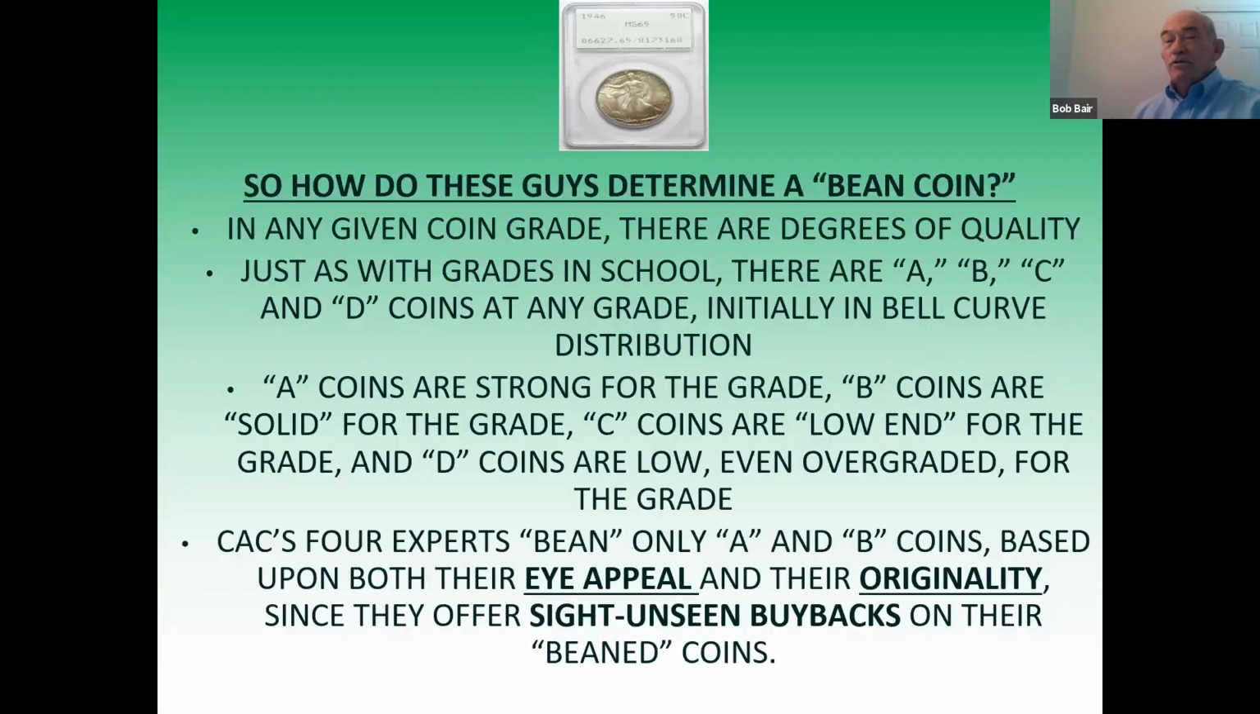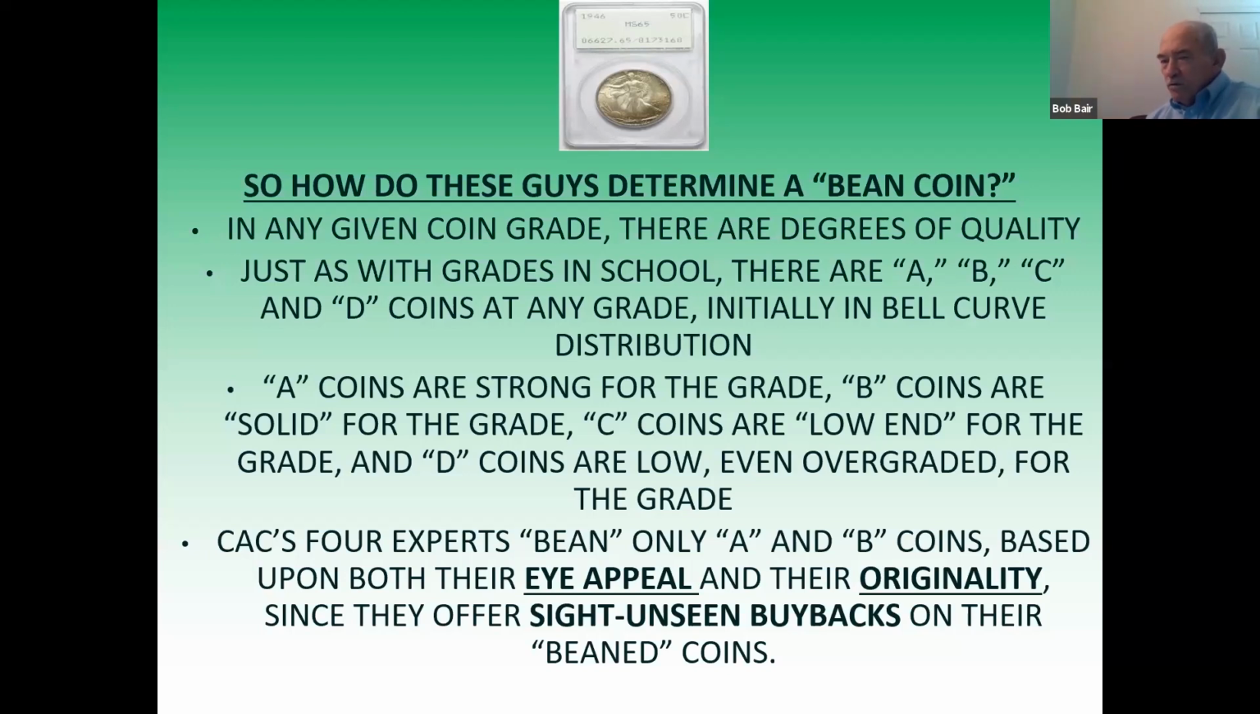All right, so how do they do this? How do they determine a bean coin? Well, it's just like in school, and that works well with an old teacher like me. They view coins as being A or B or C or D at any grade, at MS 65, at MS 62, whatever. And initially, those coins would tend to break out in a bell curve distribution.